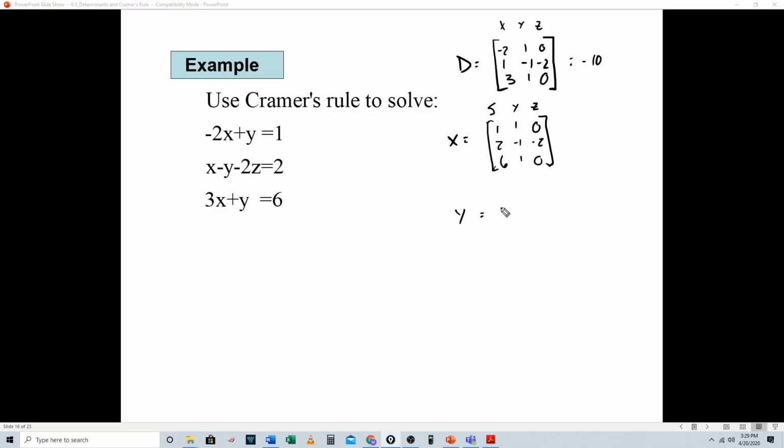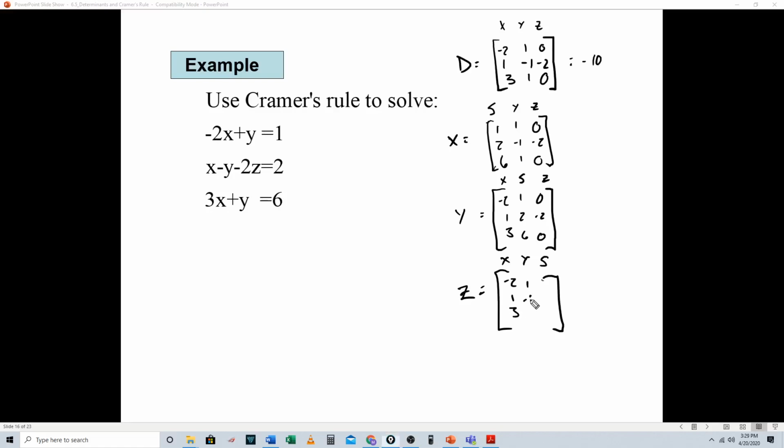And then matrix Y, which replaces the Y columns. X, solution Z. Negative 2, 1, 3, 1, 2, 6, 0, negative. And then matrix Z, which gives us X, Y solutions. Negative 2, 1, 3, 1, negative 6. So I'm going to put these in the matrix calculator.